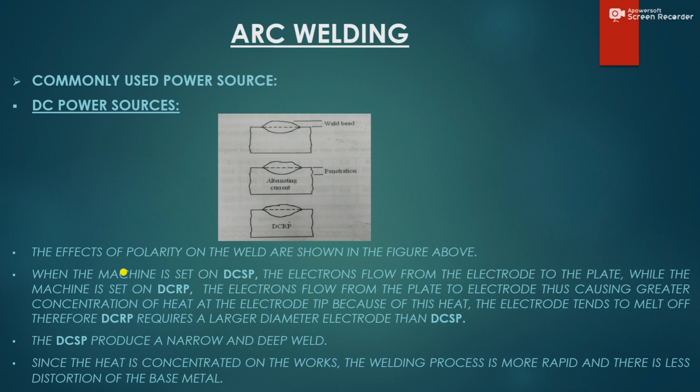Because of this, the concentration of heat, the focus of heat on a particular portion of the metal, will be larger. The electrodes are flowing from the metal to the electrode, so the electrode will melt off at a very high speed. That is why you need a much larger diameter of electrode for DCRP, which is direct current reverse polarity, than in DCSP.